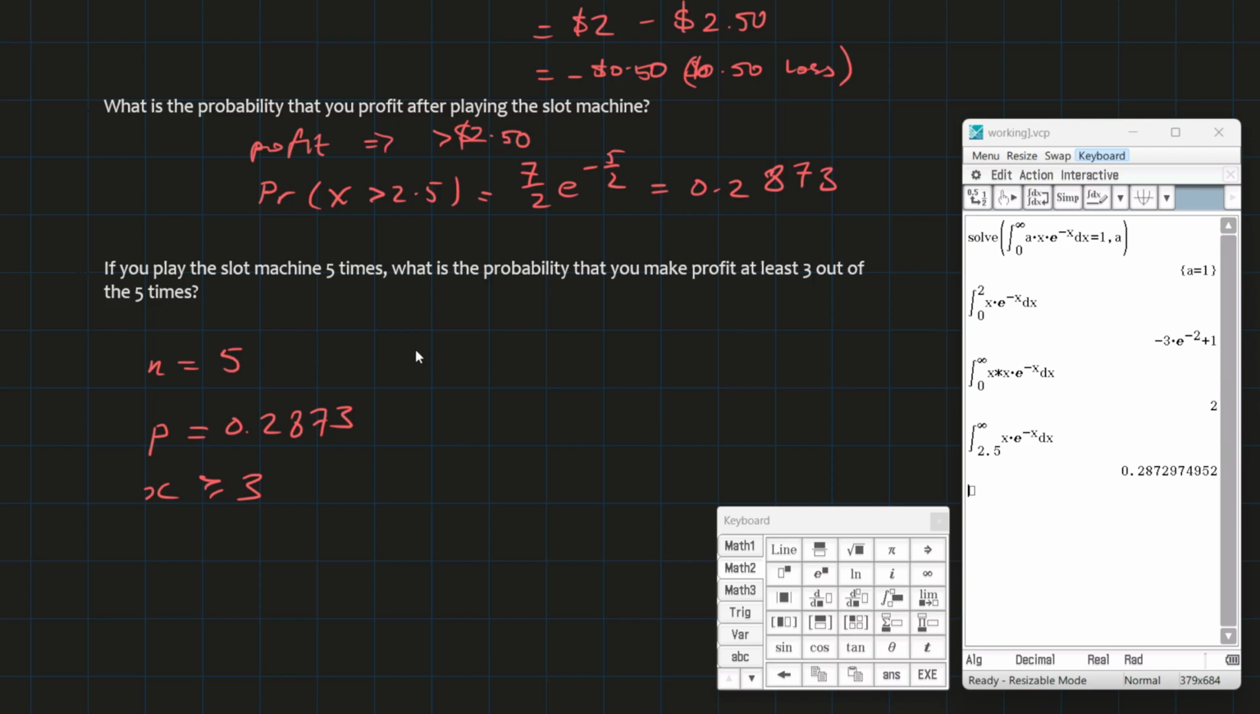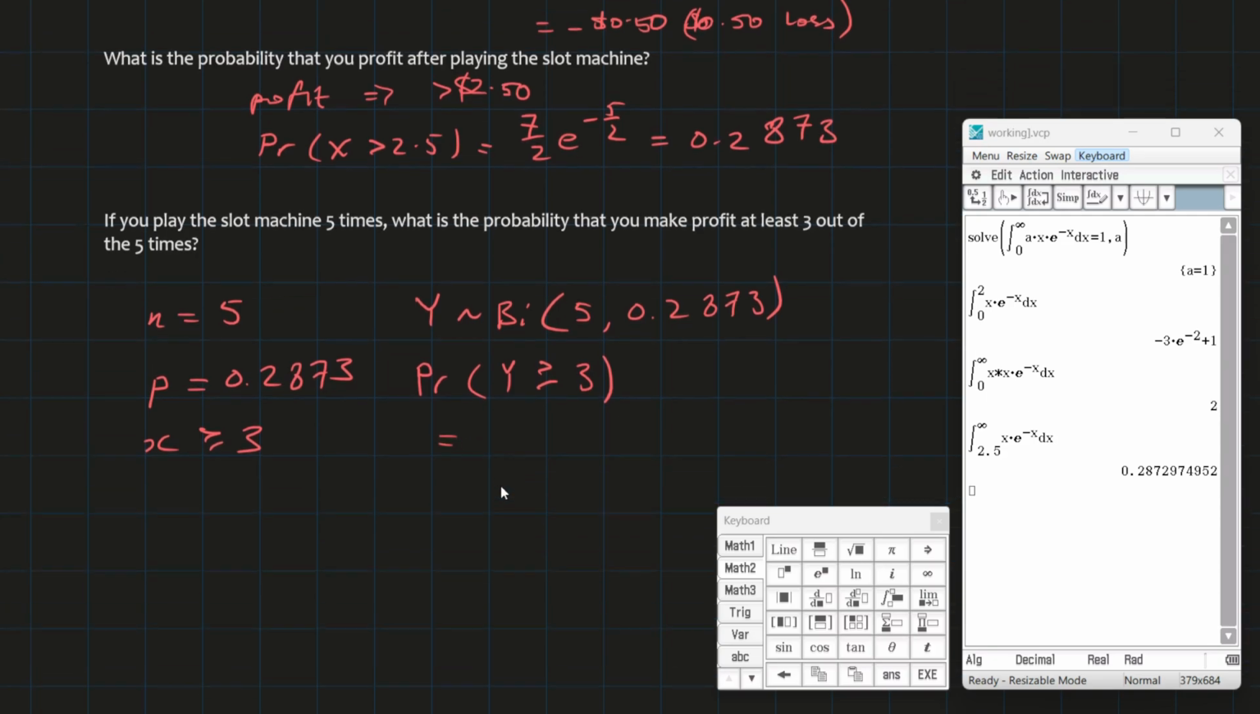And I can redefine this as Y is a binomial distribution with 5 trials and a probability of success of 0.2873. And therefore I can solve this question by just evaluating Y being greater than or equal to 3. And I can just evaluate this on the calculator.